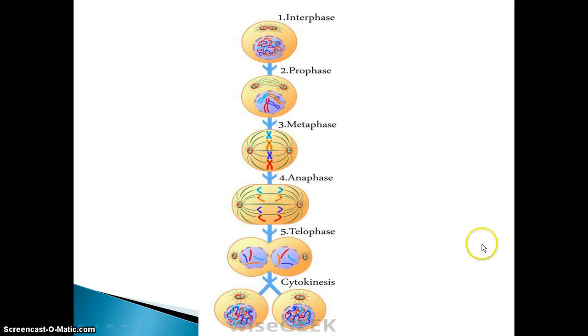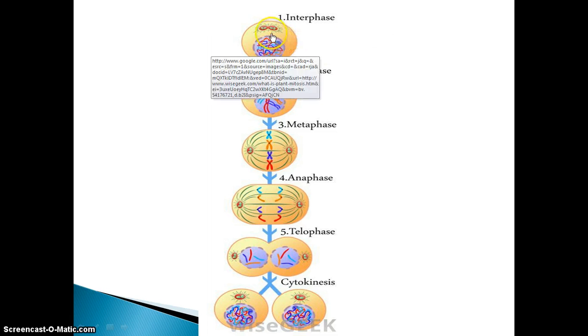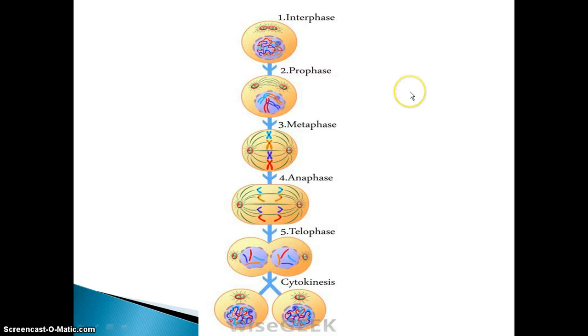Here are the phases all in order with the diagram just to help you study again. Notice in interphase, you can see that they've already duplicated the centrosomes. The chromosomes you can't see, they're called chromatin at this point. In prophase, the chromosomes start to condense, the centrioles migrate to opposite poles, the nuclear envelope disintegrates.